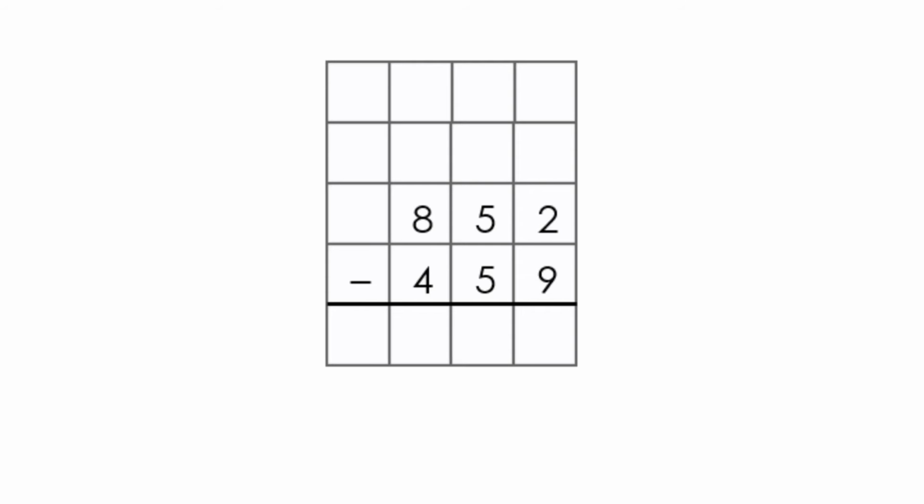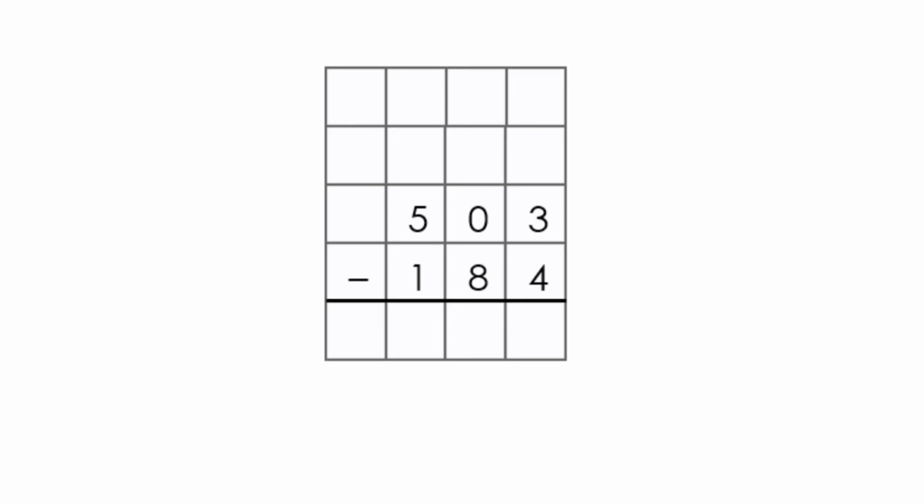So this is the standard way as I showed you. Here's what happens when you have to borrow more than once. You cannot take 9 away from 2. So you need to borrow from the neighbor. So this turns into 12. 12 minus 9 is 3. Now, we can't take away 5 from 4. Not enough. So now you borrow again. 14 minus 5 is 9. 7 minus 4 is 3.